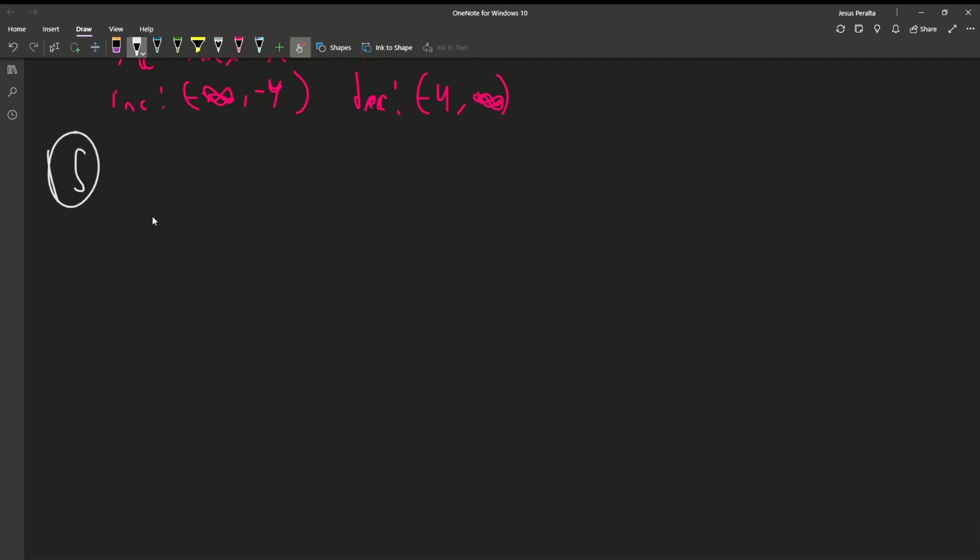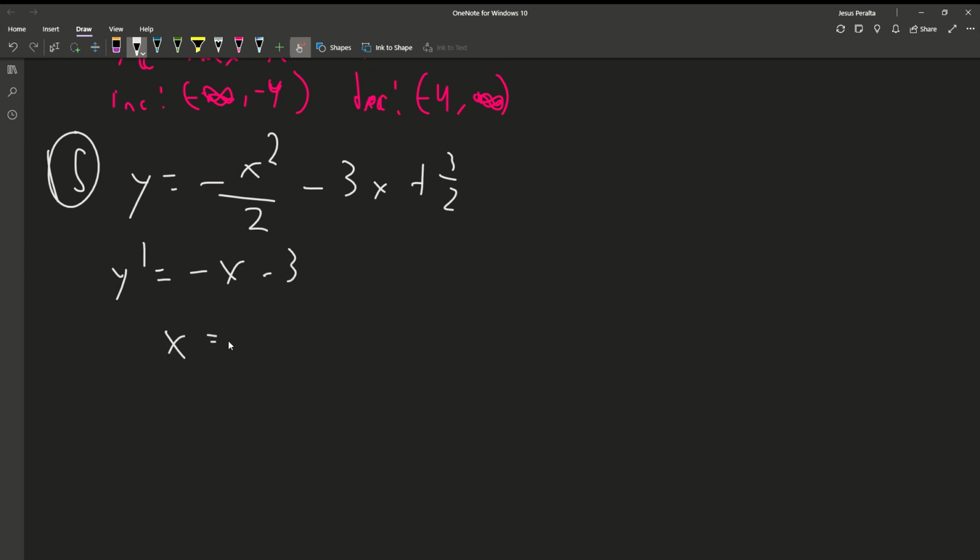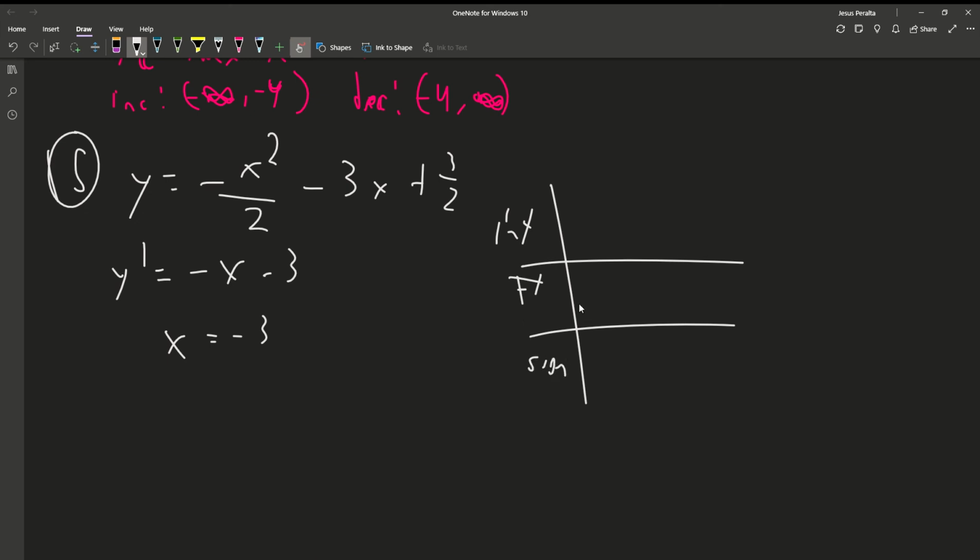15. Negative x squared over 2 minus 3x plus 3 over 2. y prime, that would be negative x, that would be negative 3. You solve for x. That would be x is equal to negative 3. So that means you would go like this. I didn't even check the answer. 14. We were right. So we would write interval, we would write number, we would write sign. As you can tell, trying to do this as quickly as possible.